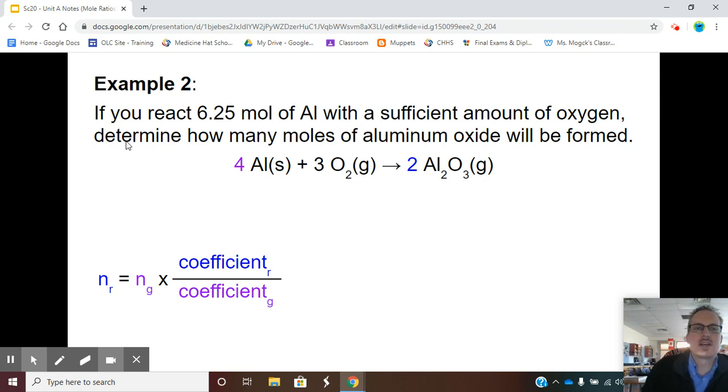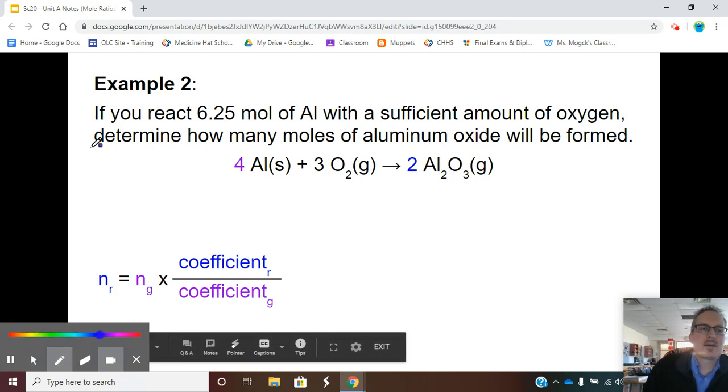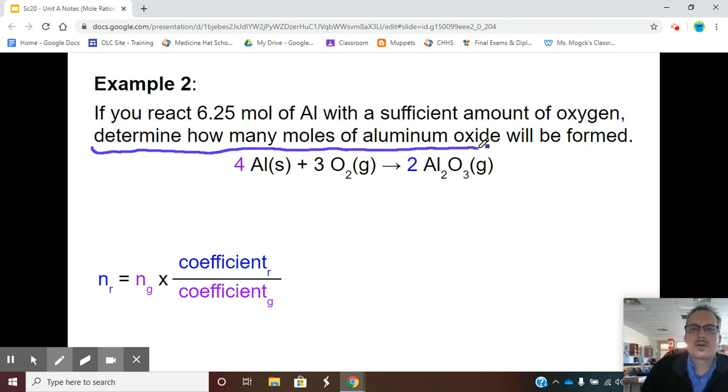So the question says, determine how many moles of aluminum oxide. So get my pen. So here's my aluminum oxide. I'm going to find this. This is my required. So I need to know the answer to that. If I read the question, it says, if you react 6.25 moles of aluminum. So this is my moles given to me.